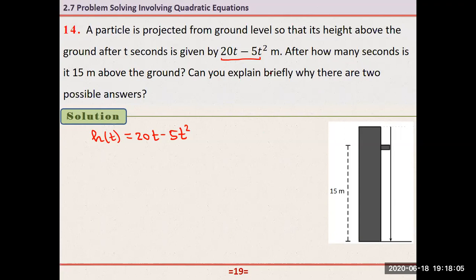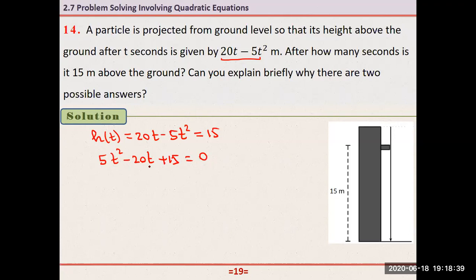After how many seconds is it 15 meters above? It means that after how many seconds this thing should be equal to 15, right? Because for each value of t, if you substitute here, this will produce something that gives us the height of the rock. So we need to solve this equation to answer this question. Now bring this into the standard form. Take everything to the right hand side. So here we have 5t squared minus 20t plus 15, which is equal to 0.